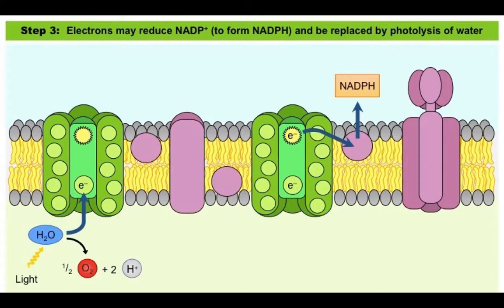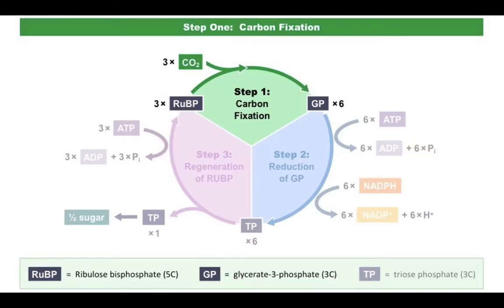The electrons lost from photosystem 2 are replaced by electrons released from water via photolysis. Water is split by light energy into H+ ions and oxygen.